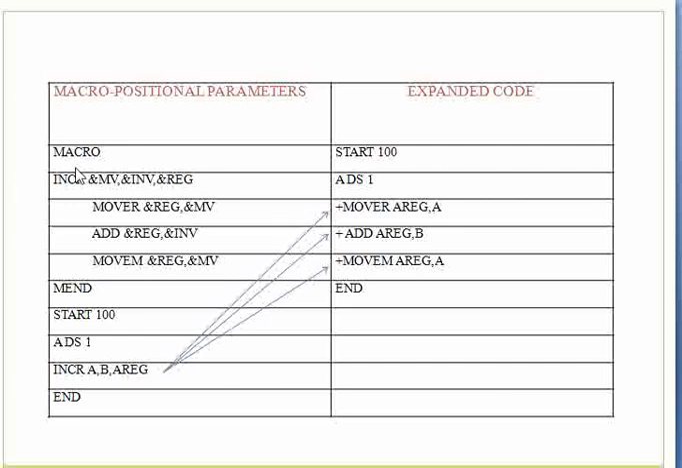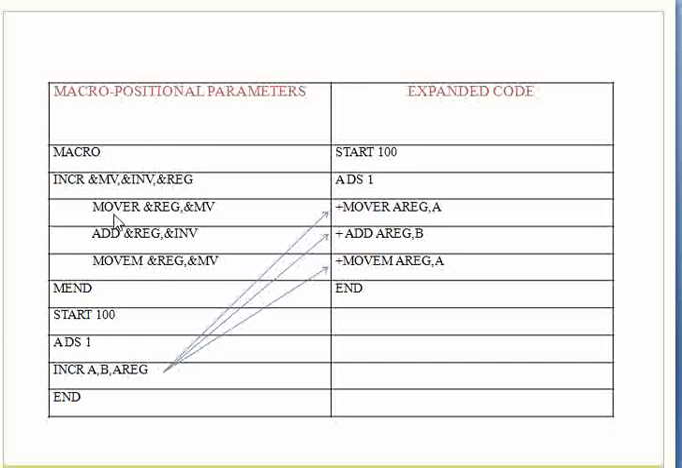So if you look at the left part of your table, you could see that there is this keyword MACRO indicating that the macro begins from here, followed by the prototype statement containing the name of the macro, that is INCR, and three positional parameters MV, INV and register. The body of the macro consists of three lines. These are model statements which on expansion give us assembly language statements.